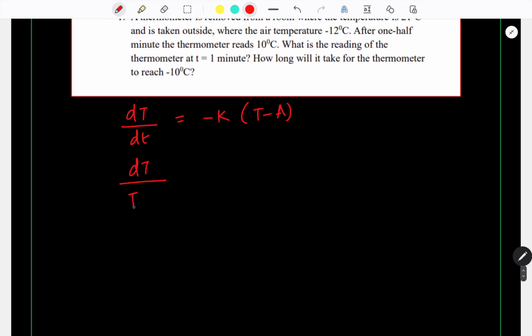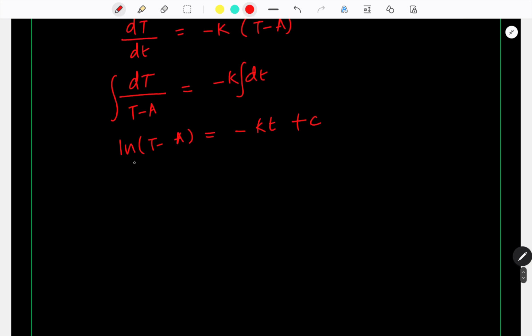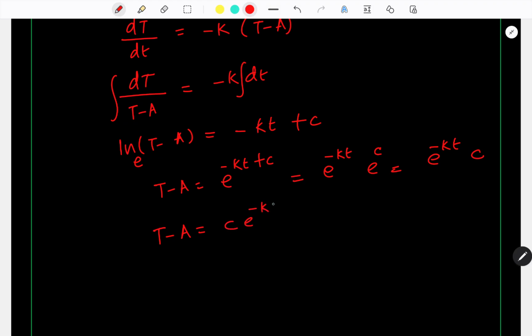dT divided by (T minus A), I already did 2 times, so that's why I'm not explaining anything, and then integrating, so you will get ln(T minus A) is equal to minus kt plus c. So now e is here, so T minus A equals e power minus kt plus c, which is equal to e power minus kt times e power c, which is equal to C e power minus kt. So T minus A is equal to C e power minus kt. So T equals, A goes that side, so A plus C e power minus kt. So this is the solution.